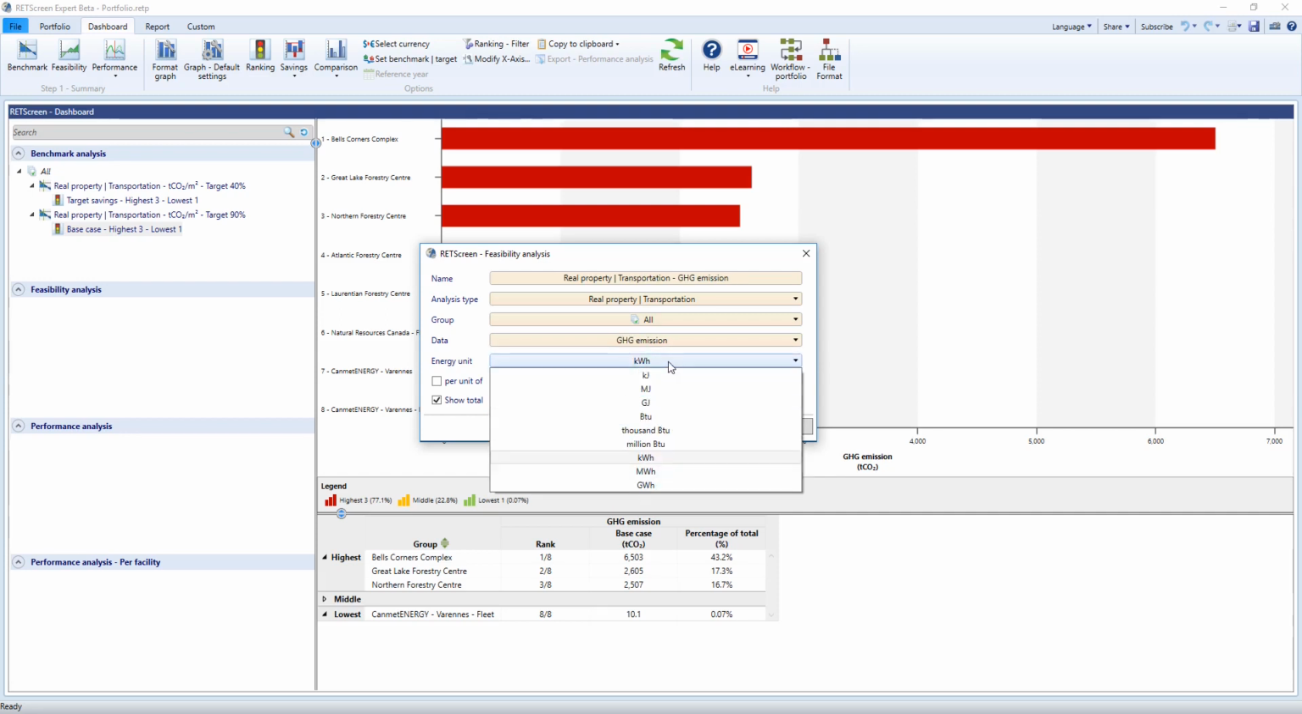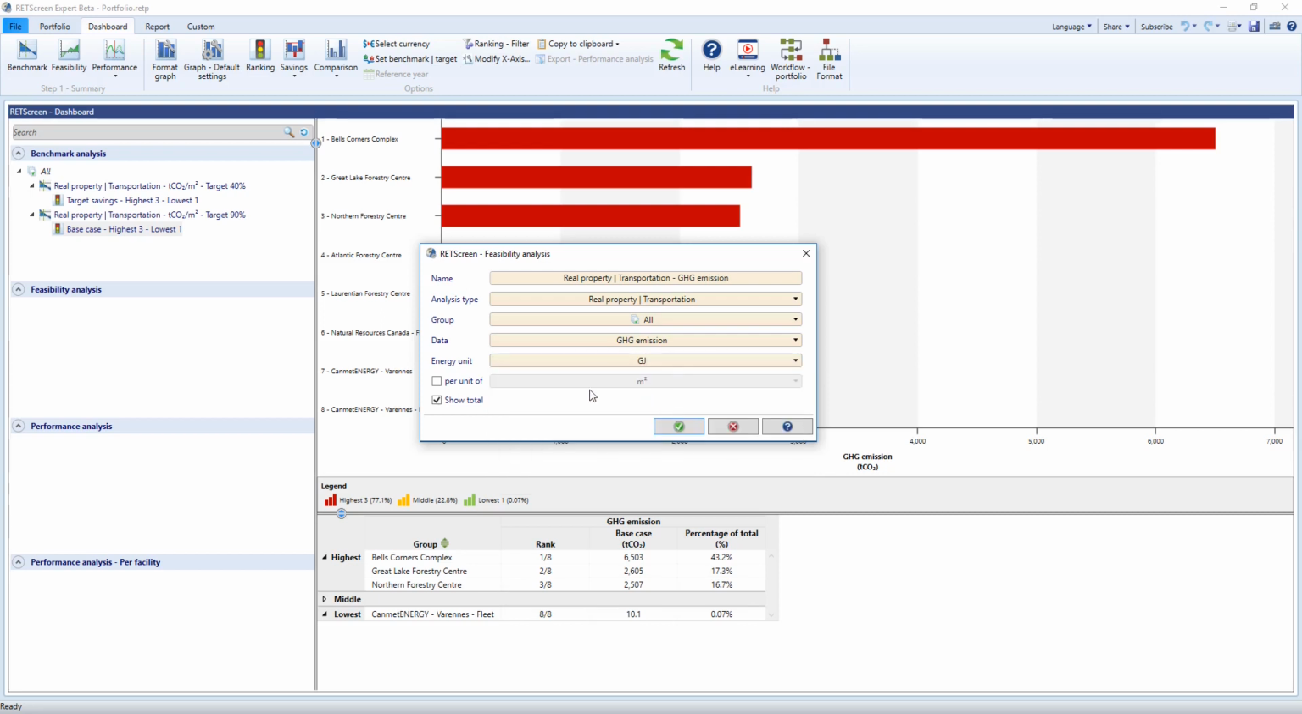Next, I select the energy unit. Let's select gigajoules. If I wanted to do an energy intensity analysis, I would include a size unit to calculate energy on a per unit basis, but I'm going to leave it as is to look at total values. Lastly, RETScreen asks if I want to include a row in the table that sums the total. I do, and so check this box.